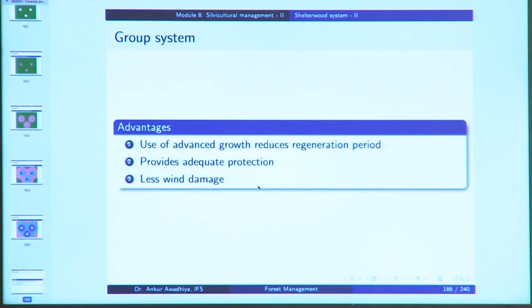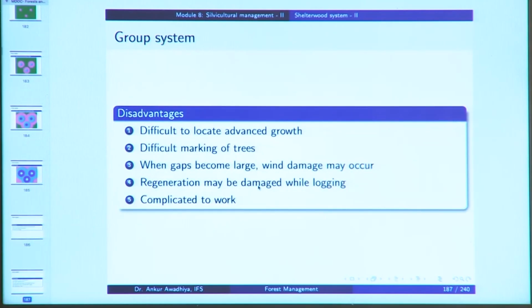Advantages: the use of advanced growth reduces the regeneration period, provides adequate protection, less wind damage. The disadvantages: it is difficult to locate advanced growth, difficult to mark the trees. When the gaps become large, wind damage may occur, and regeneration may be damaged while logging, and it is complicated.